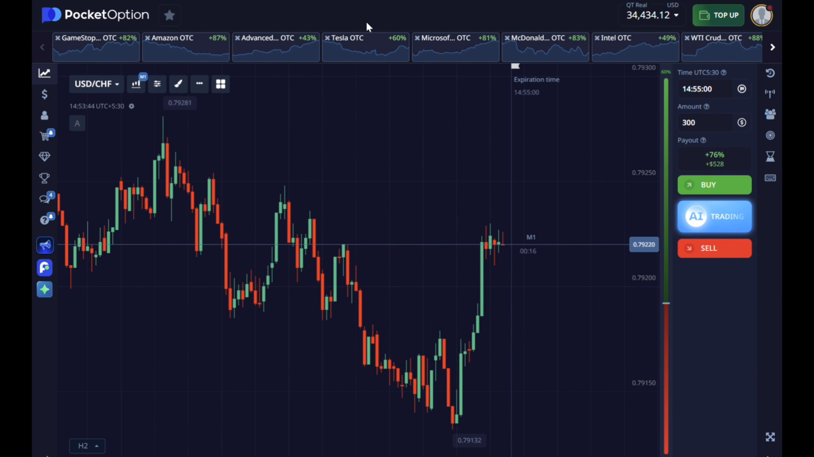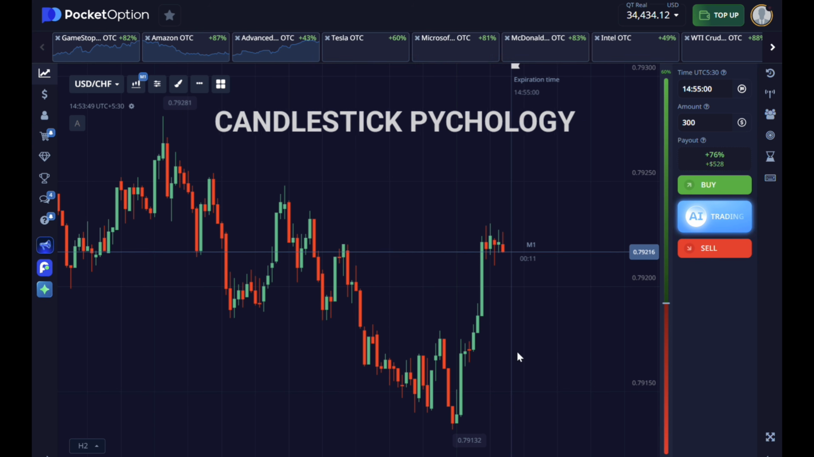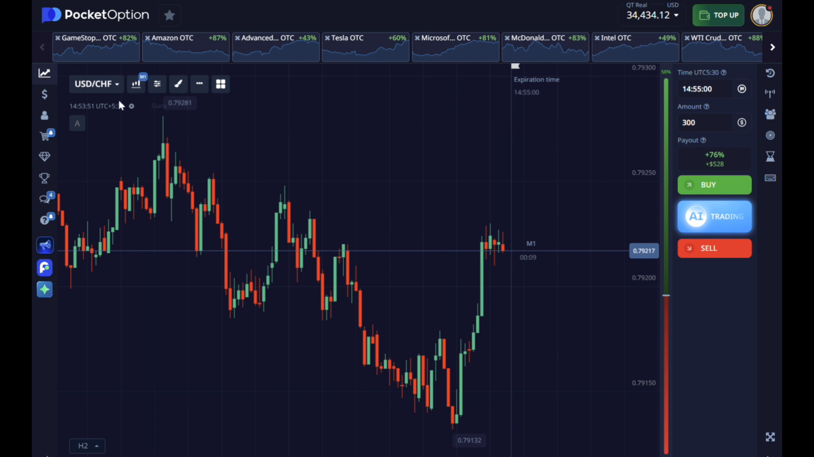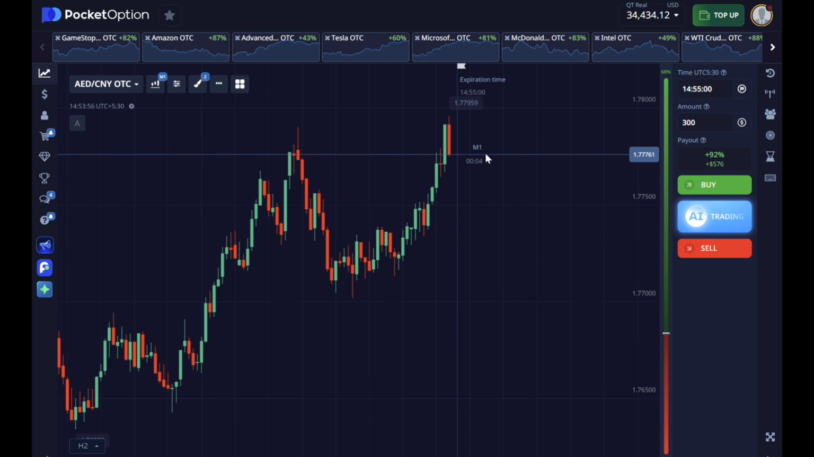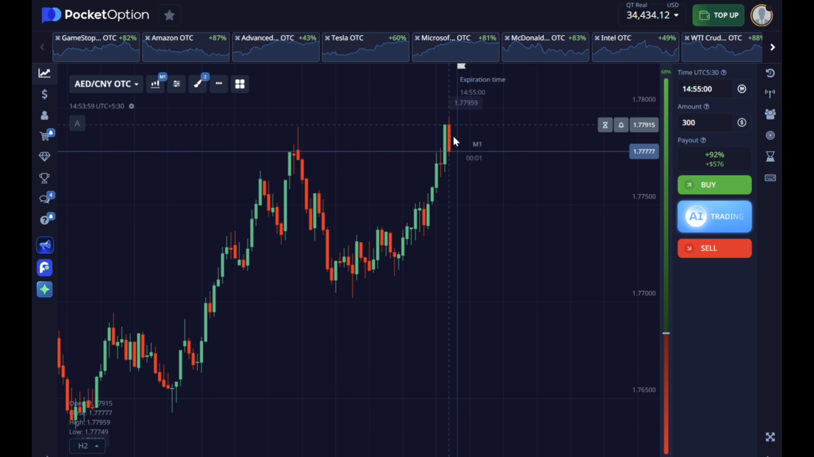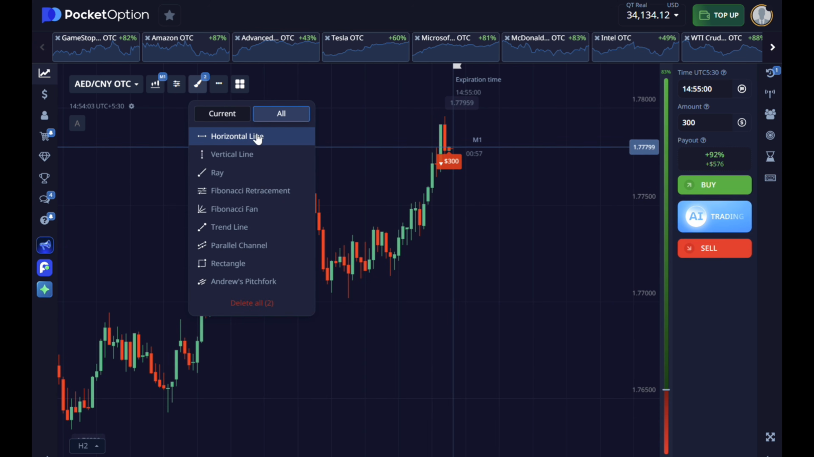In today's video, I will try to trade based on candlestick psychology. Actually, in candlestick psychology, support, resistance, and some chart and candlestick patterns are mainly used. So here, first of all, I am finding a chart with good movement in which I have seen a resistance. So here I have placed a $300 trade in the downward direction.